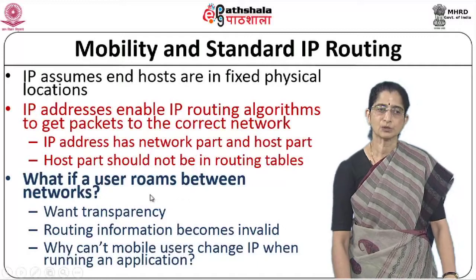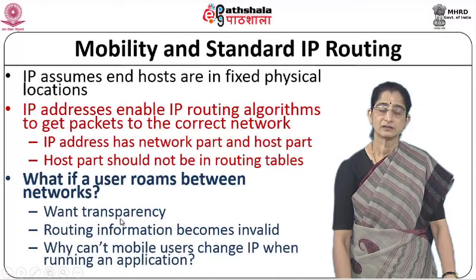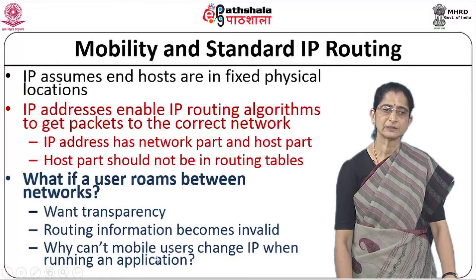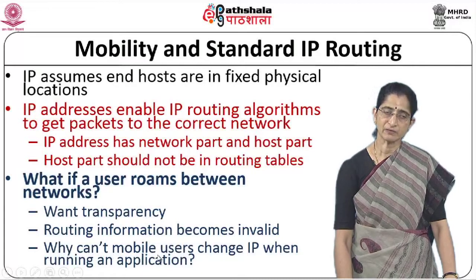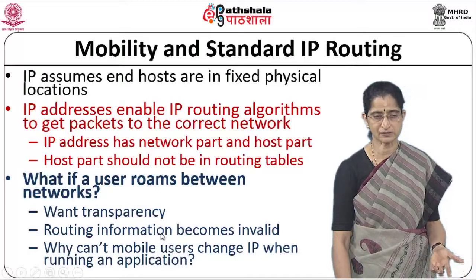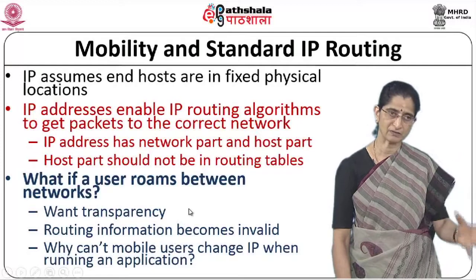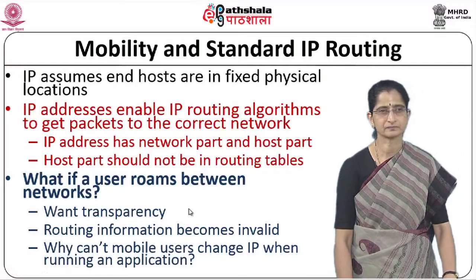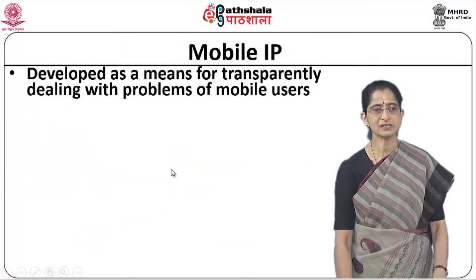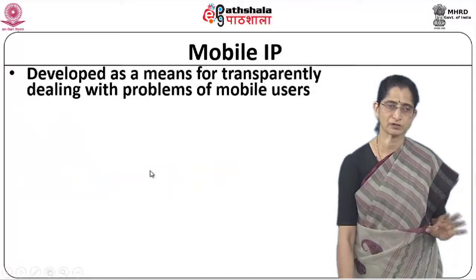Okay. And what happens if a user roams between networks? We want transparency. This routing information would become invalid, and we do not want that to become invalid. Okay. And even while he is running an application, he may change the IP address. So, how do you handle that? Okay. These are all things that we need to handle when we want to support mobility. Okay. The mobile IP mechanism as such was developed as a means for transparently dealing with all these problems of mobile users.